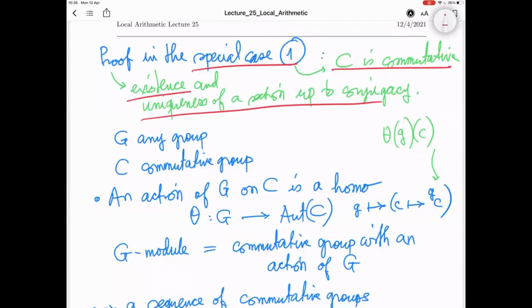So this follows from a theory. And the theory, of course, we are not going to develop. But I'm going to tell you what that theory involves. And the theory is called cohomology of groups.